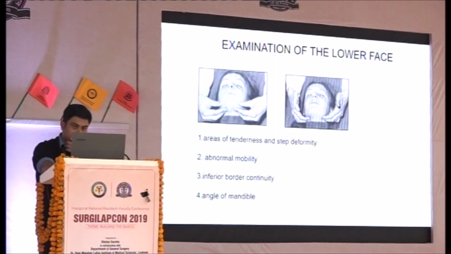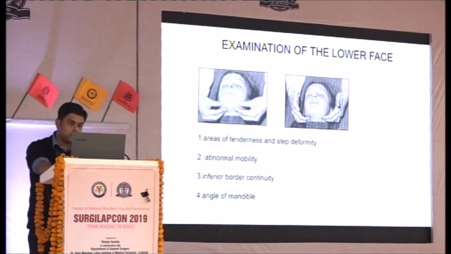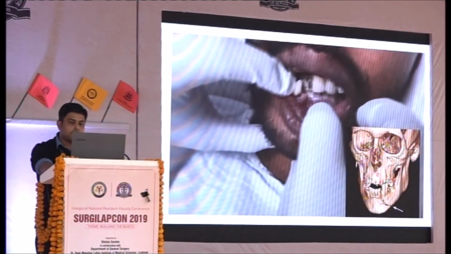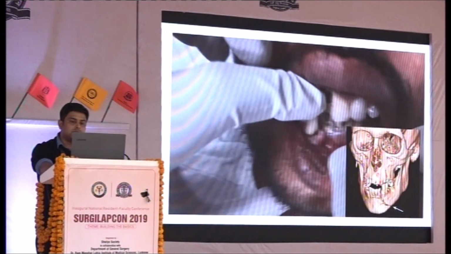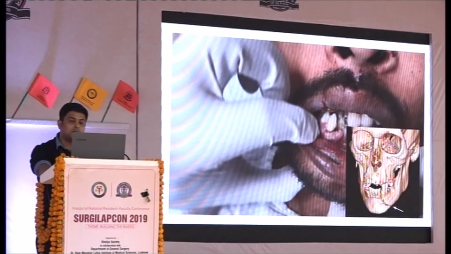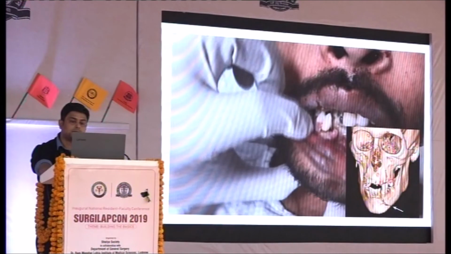Now after examination of the mid-face, we move on to the examination of the lower 1/3 of the face, which is basically examination of the mandible. So we palpate the superior and inferior border of the mandible, the body, ramus, the angle of the mandible and the TMJ joint to see if there is any deformity, any bony spur or any abnormal movement present. This is a patient with a condylar and parasymphysis fracture, showing abnormal movement in the mandible.